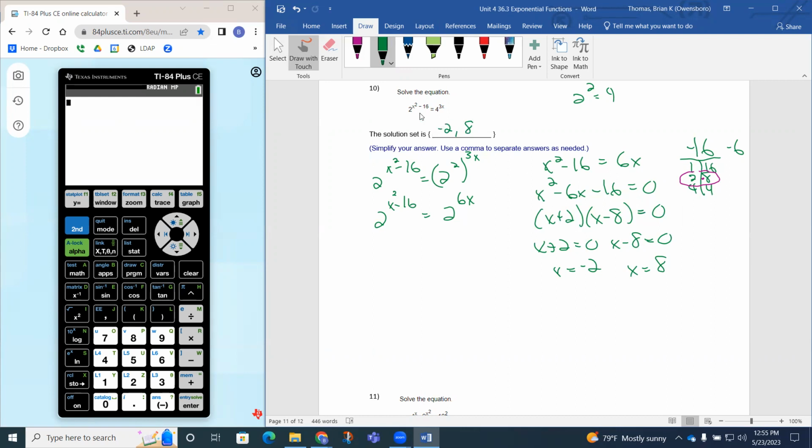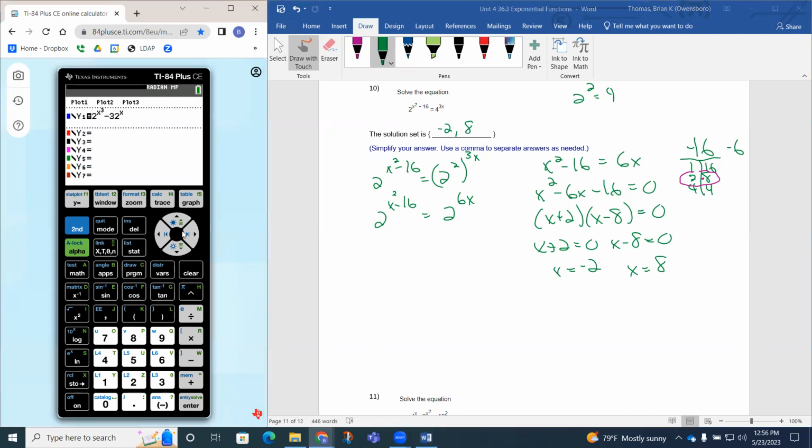So again, if I bring this over to the other side up here, I can write this as y equals, and clear this off, I could type in 2 to the x squared minus 16, and this 4 to the 3x becomes a minus over here. 4 to the 3x. If I graph that, you can see that's what our graph looks like. But notice how it has some zeros here. There looks like there's one over here somewhere.